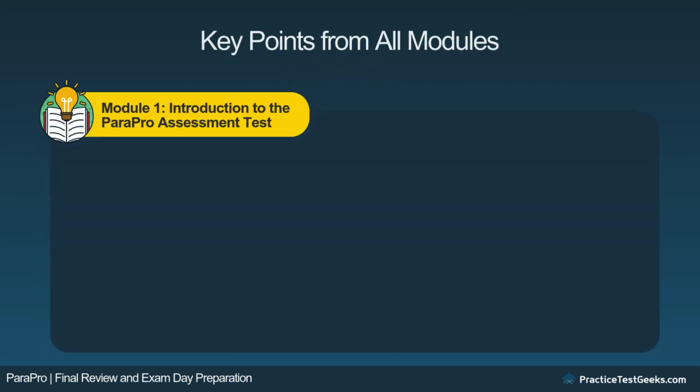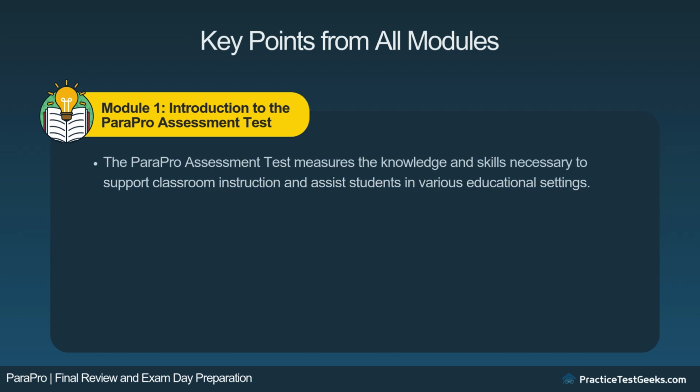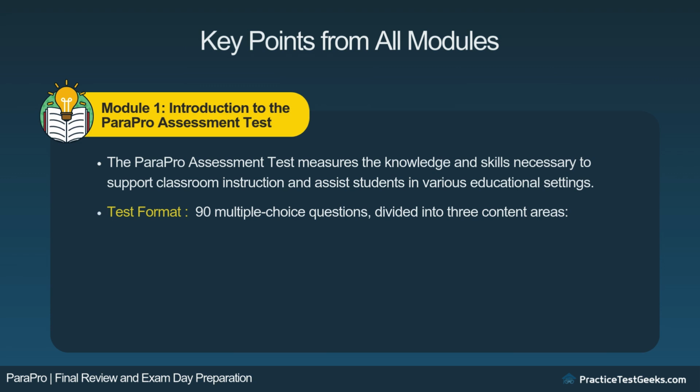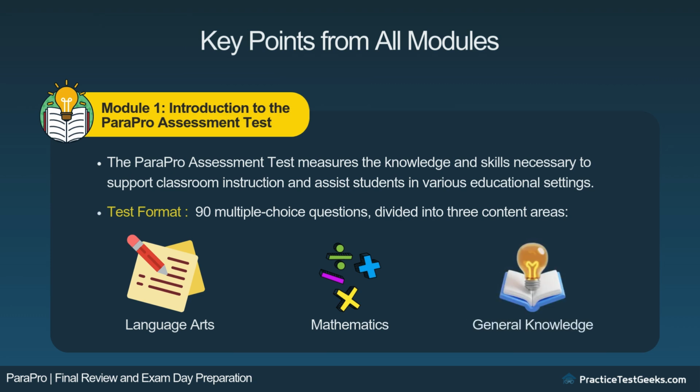Module 1. Introduction to the ParaPro Assessment Test. The ParaPro Assessment Test measures the knowledge and skills necessary to support classroom instruction and assist students in various educational settings. The test is commonly used for paraprofessionals in U.S. public schools. Test format. The test consists of 90 multiple-choice questions divided into 3 content areas: language arts, reading and writing, mathematics, and general knowledge.